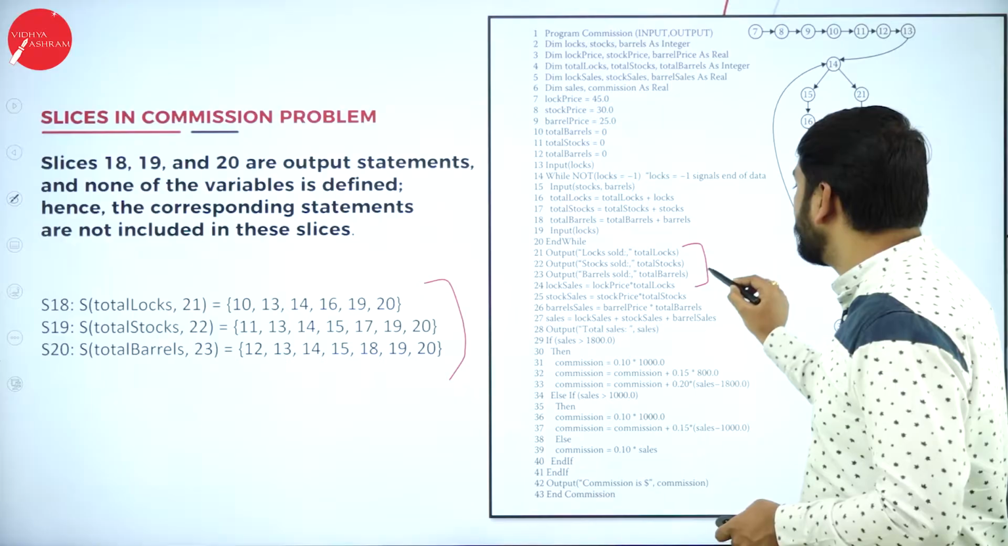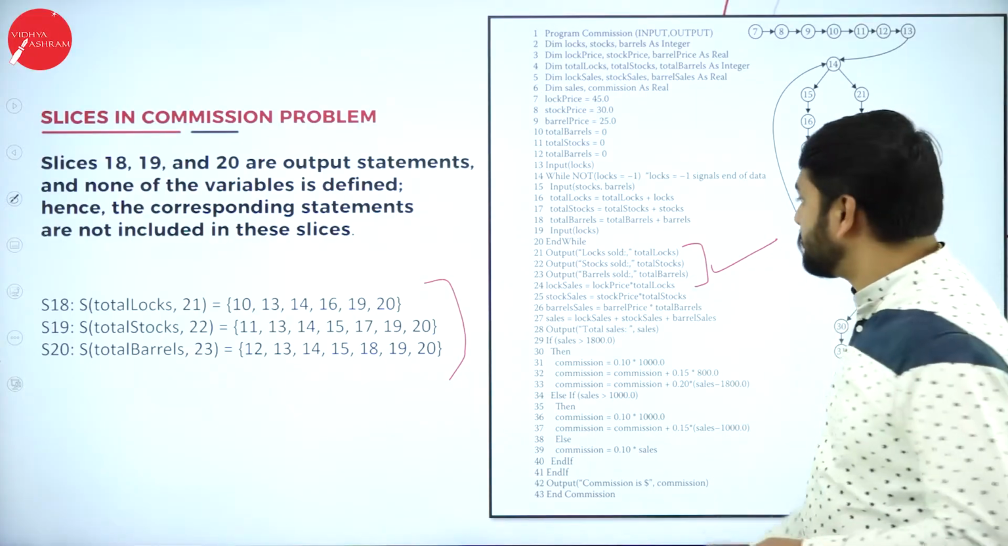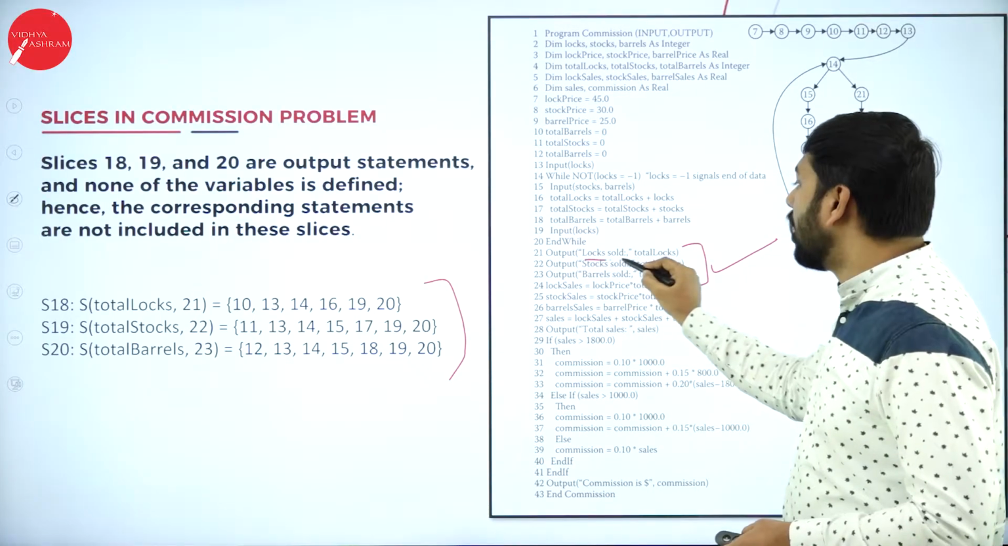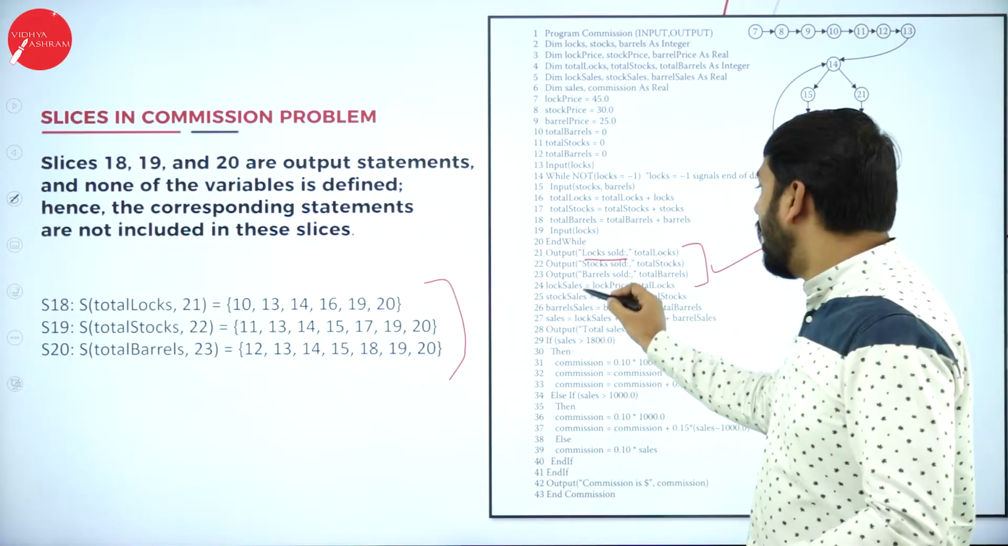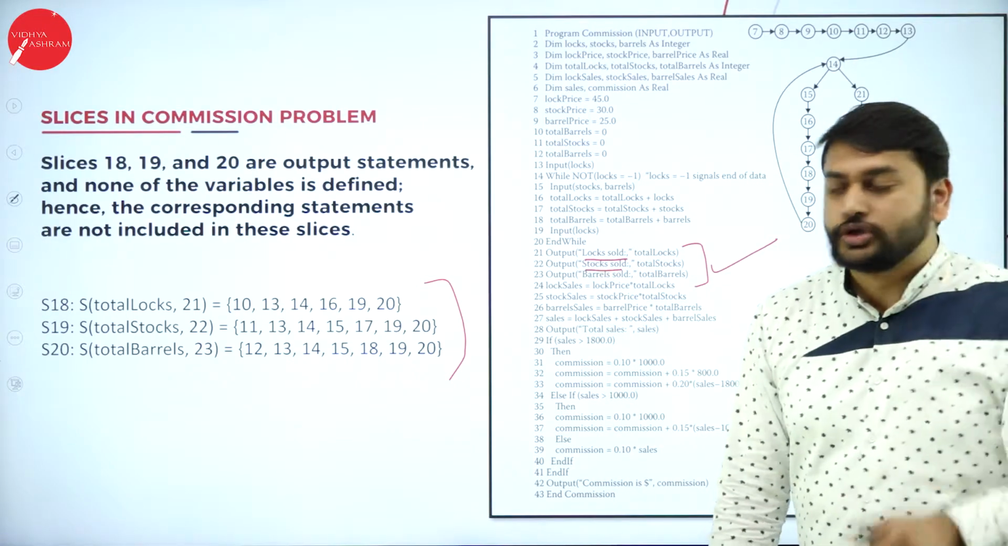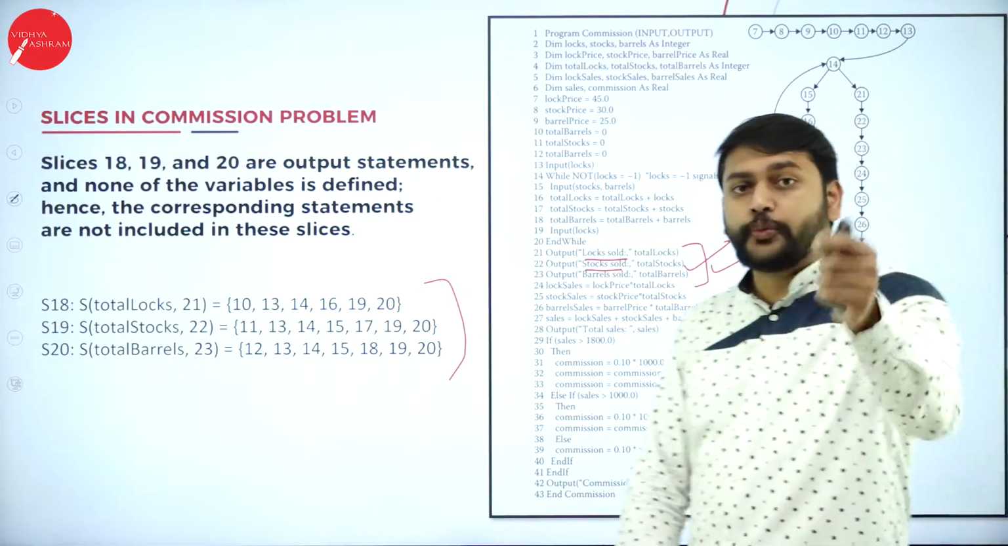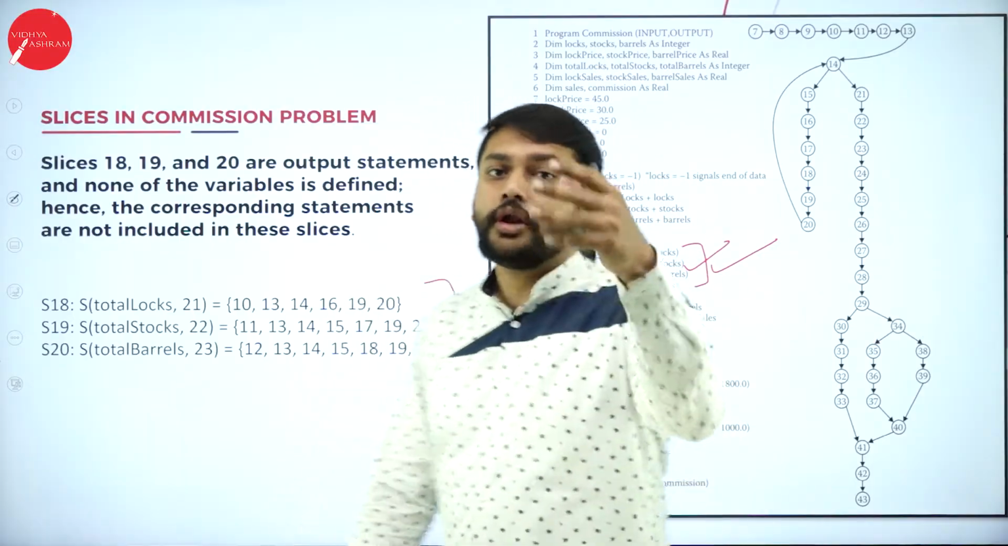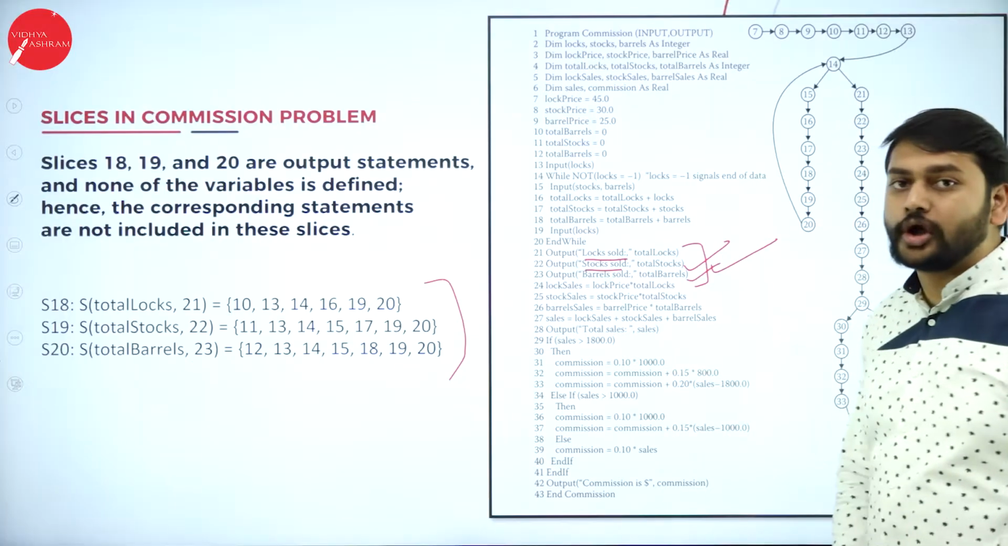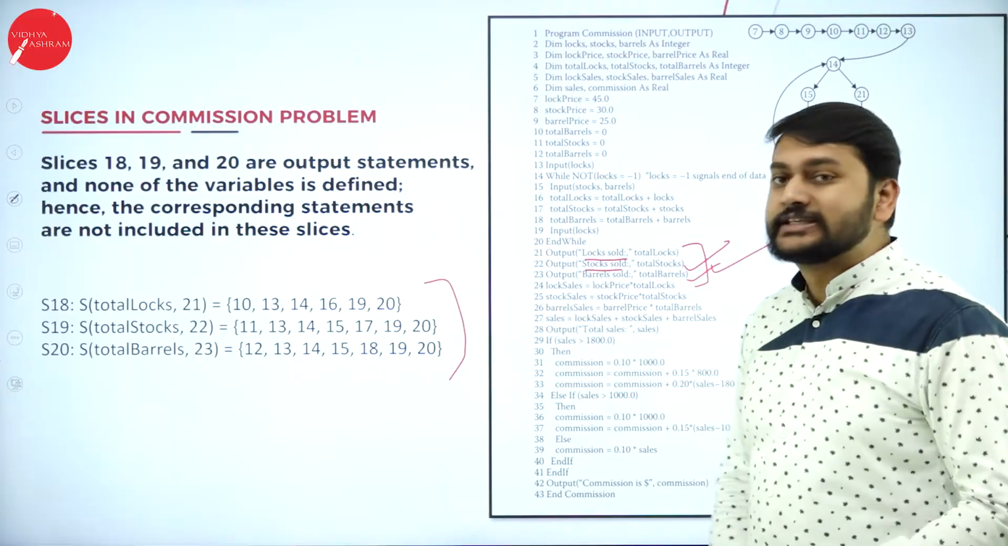This is what I will be speaking about. Say for example, output logs sold, total logs. Output stocks sold, total stocks. Output barrels sold, total barrels. That's what you need to observe. For these, we have written the slices.